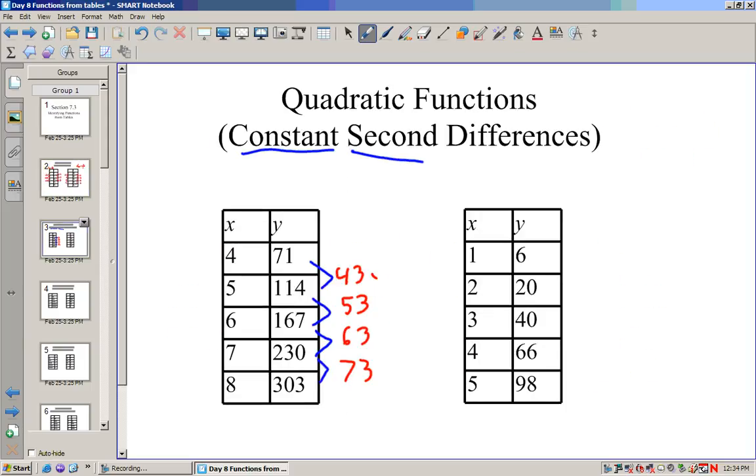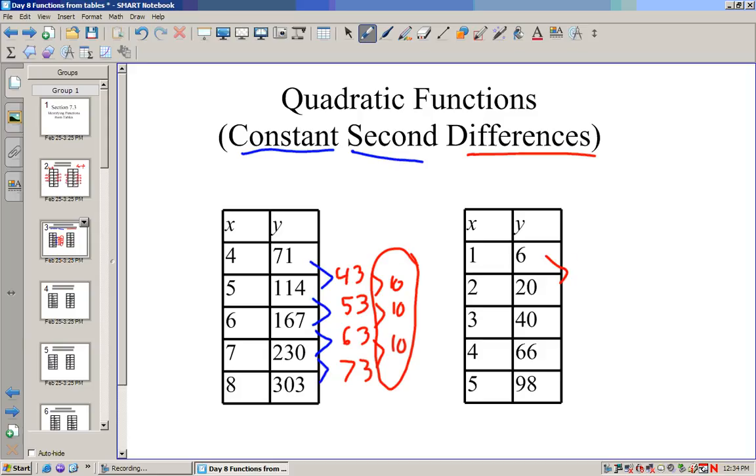However, if I go out one more step, the differences of the differences, or the second differences, those are constant. So the first differences aren't constant, but the second ones are.